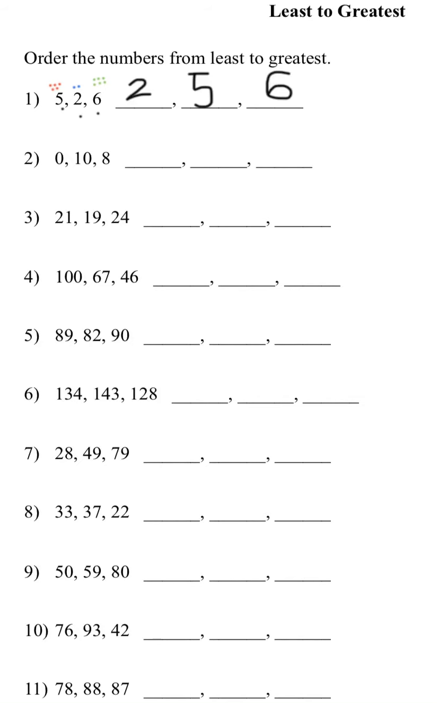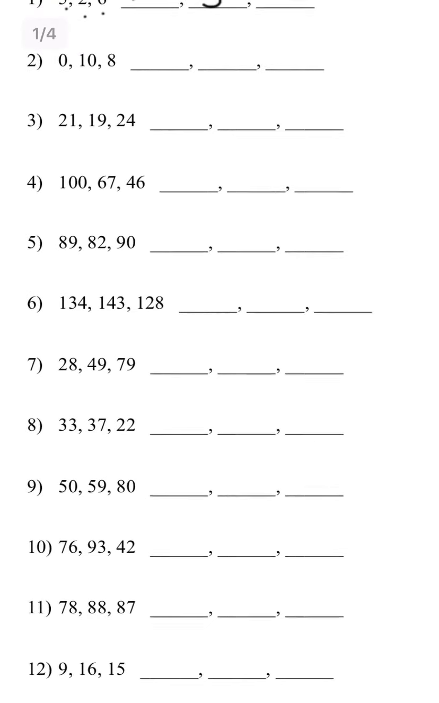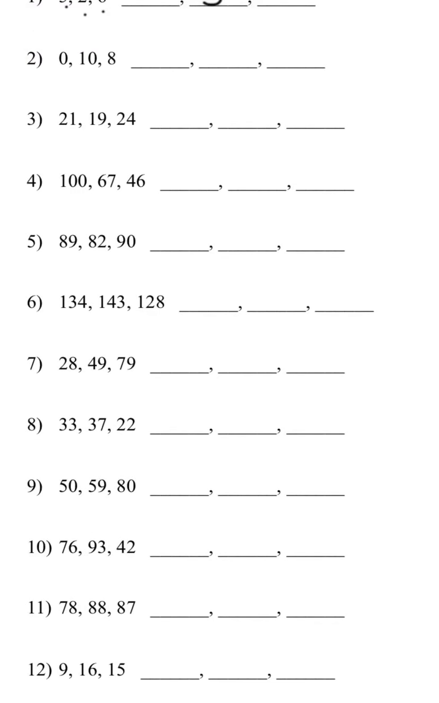Now let's try number 4. We have 100, 67, and 46. We know that 46 is the smallest because it starts with a 4. And then 67 starts with a 6, so it's bigger. And then we have 100, and this is the biggest number because it has 3 digits.